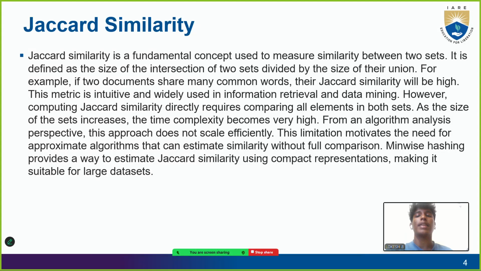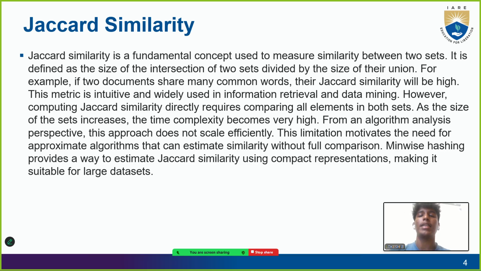Jaccard similarity. Jaccard similarity is a fundamental concept used to measure similarity between two sets. It is defined as the size of the intersection of two sets divided by the size of their union. For example, if two documents share many common words, their Jaccard similarity will be high. This metric is widely used in information retrieval and data mining.